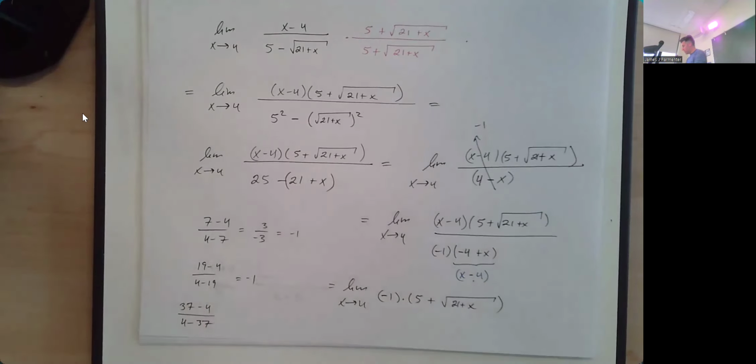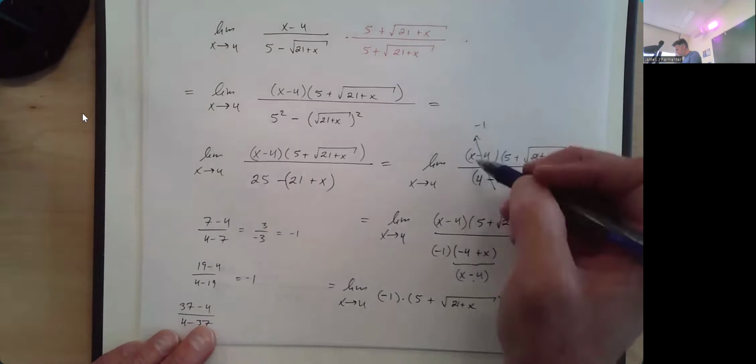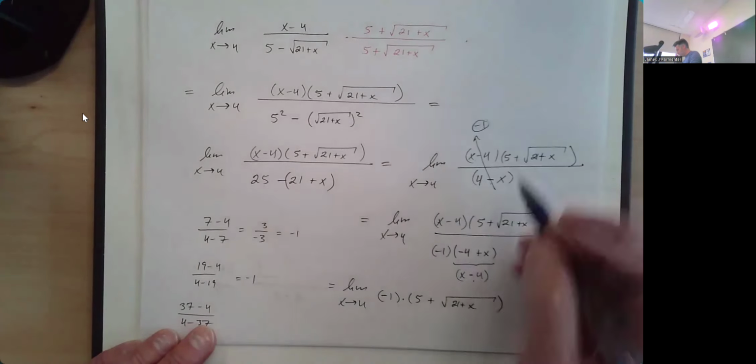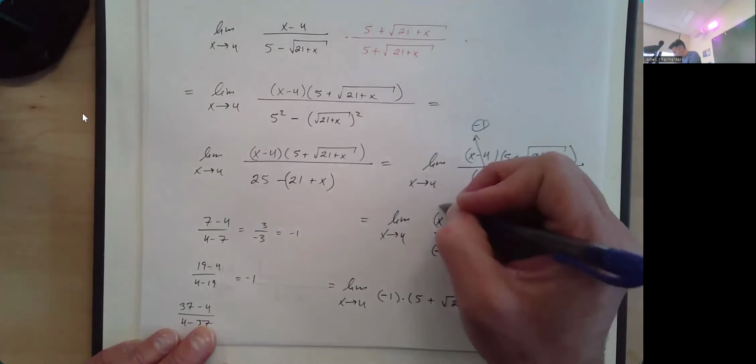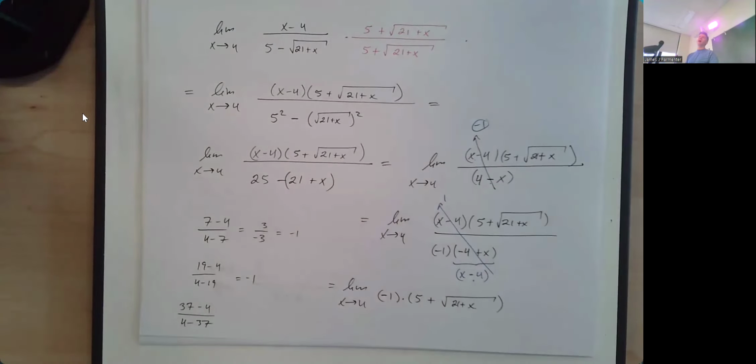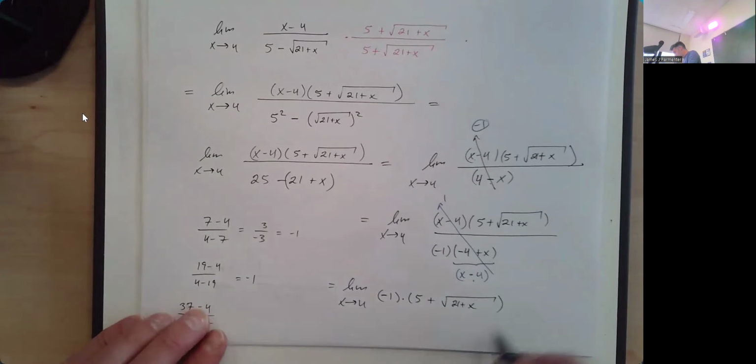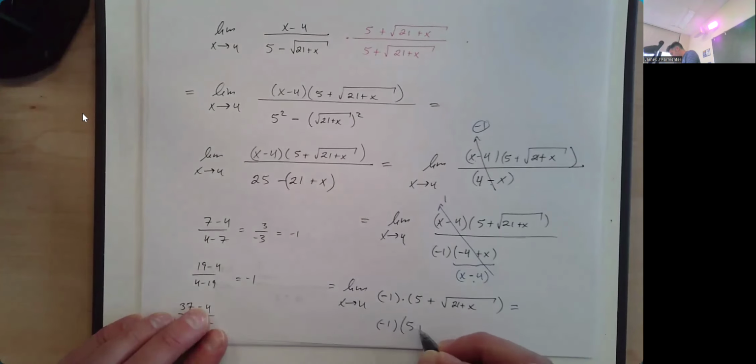In this version, this divided by that was equal to negative 1. In this version, we factored out the negative 1, and then this divided by that was just 1. And I put it in the top because dividing by negative 1 ends up being the same as multiplying by negative 1. I just didn't want to write it in the denominator because I was lazy. And then we can plug in for x and get negative 1 times 5 plus the square root of 25, which is negative 1 times 10.